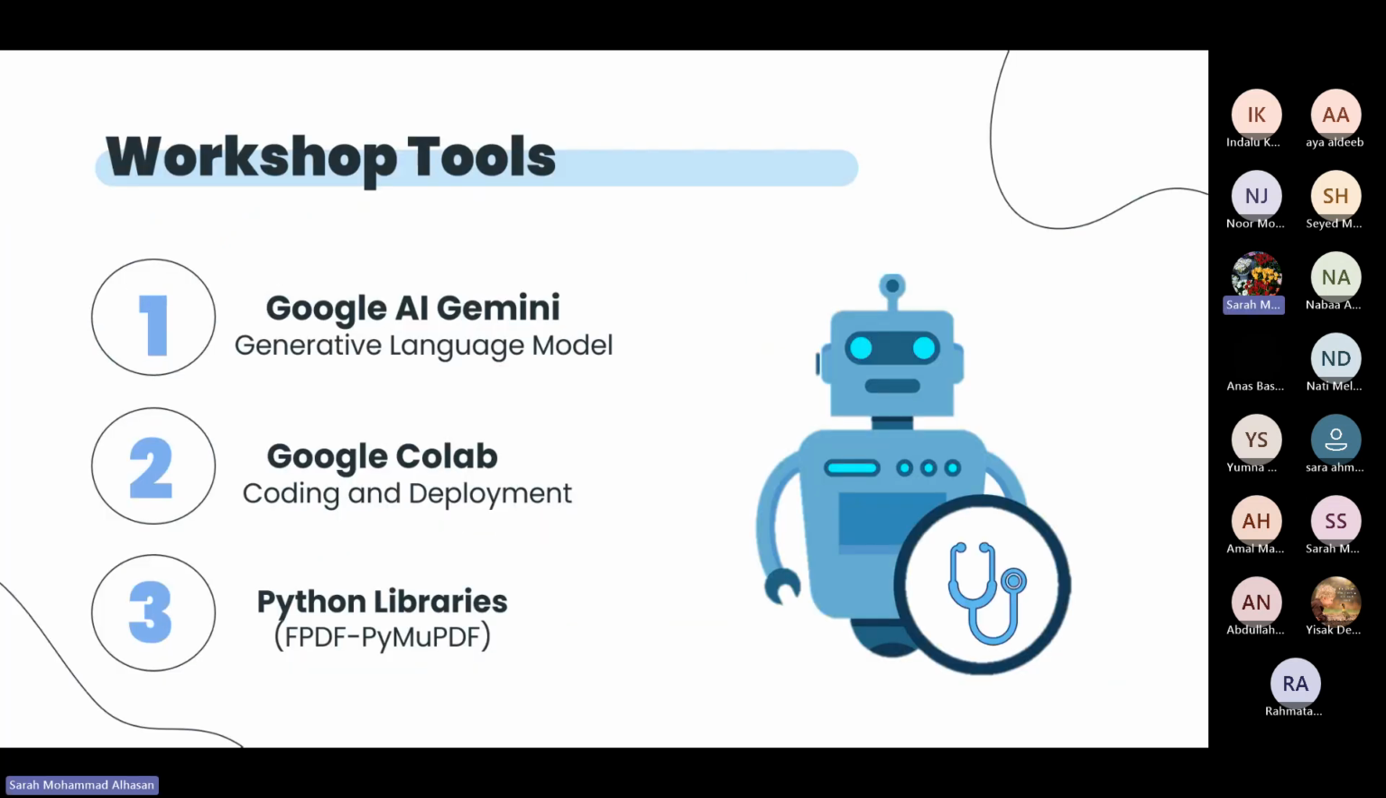Now, what are the tools that we'll be using in this workshop? Mainly, we'll be using Google AI Gemini for the generative language model, and we'll be using that through an API key that we'll generate together that can link us to the Google services. And so we can use a Gemini model that can help us generate the summarized PDF medical report. And for the coding and deployment, we'll be using Google Colab, using Python, of course. And finally, we'll be using some Python libraries such as FPDF and PyMuPDF. We'll be talking about that once we reach the coding part.